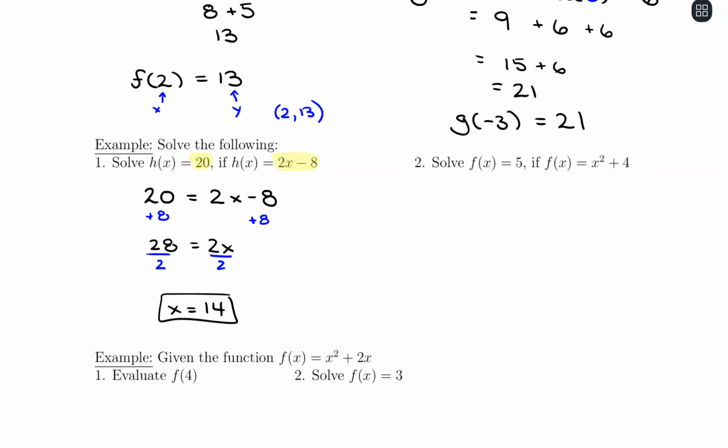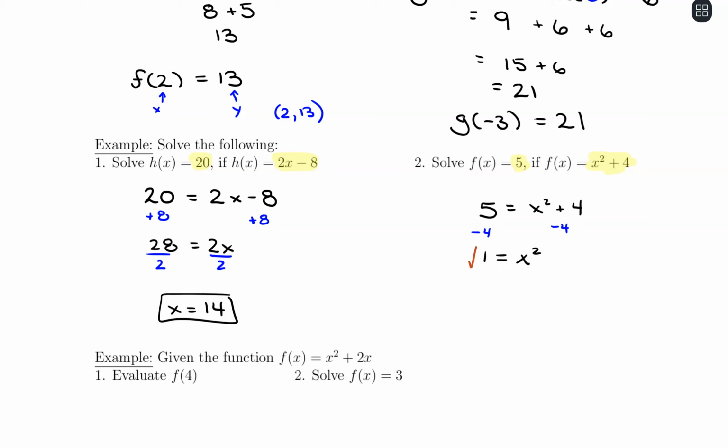So we want to solve f of x equals 5 if f of x is equal to x squared plus 4. So f of x is equal to 5, and it's also equal to x squared plus 4. So what we're doing here is solving 5 equals x squared plus 4. So we're going to subtract 4 from both sides. So that'll be 1 equals x squared.